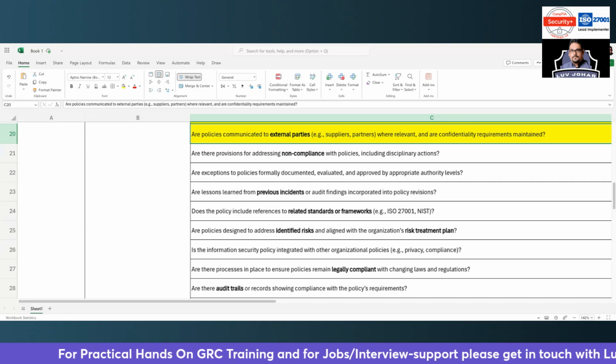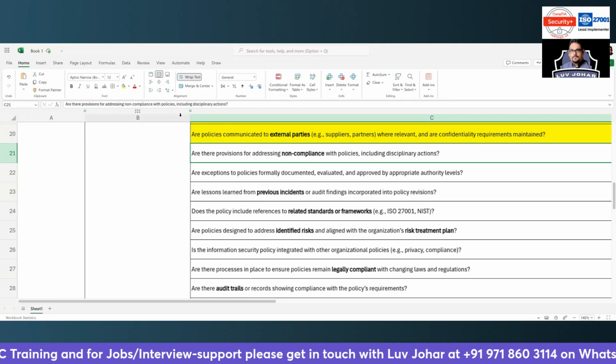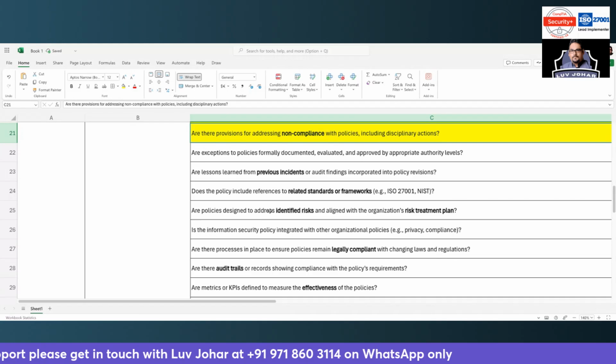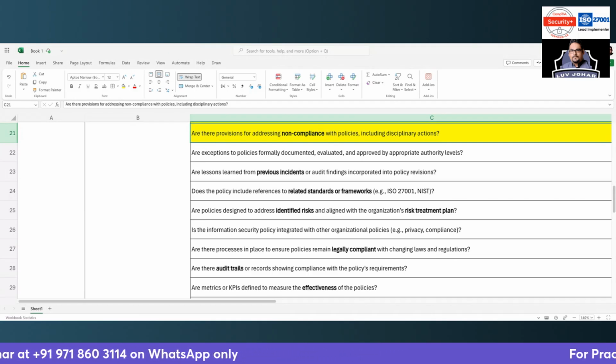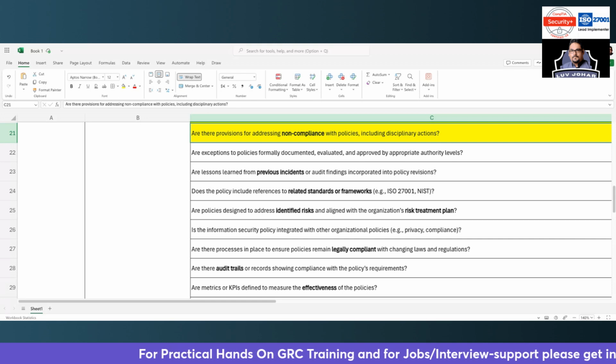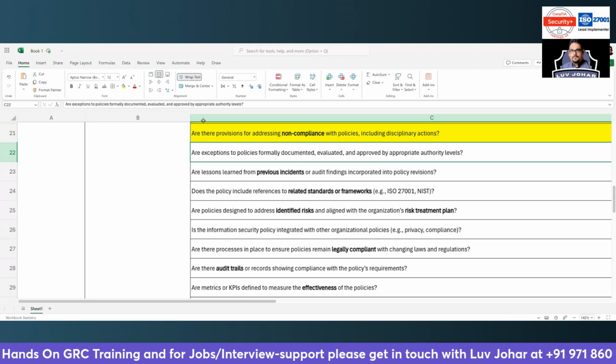So that's why we need to make sure that we communicate the information security policy to the external parties as well, right? And are there provisions for adding non-compliance with policies, including disciplinary actions? Definitely, we need to add non-compliance in the policy itself, and make sure that anybody who is not adhering to the policy results in a disciplinary action.